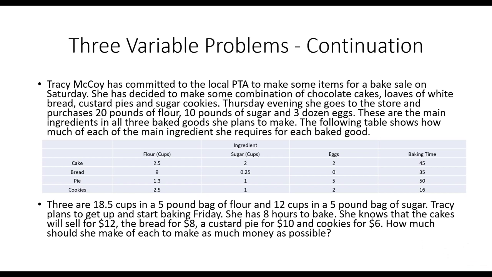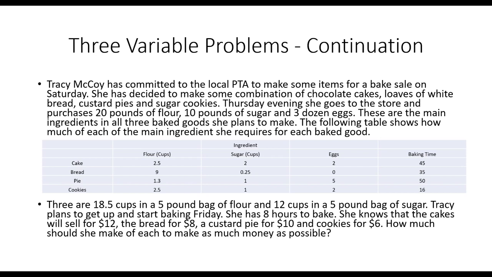First, our objective function is very easy. We can find it all in the last 2 sentences. We know we want to make as much money as possible. So max z equals 12x1 plus 8x2 plus 10x3 plus 6x4. We have not 3, but 4 decision variables.